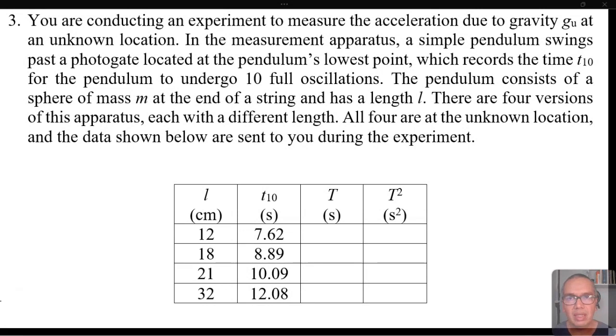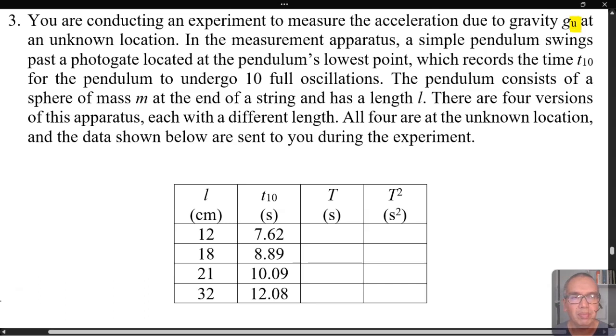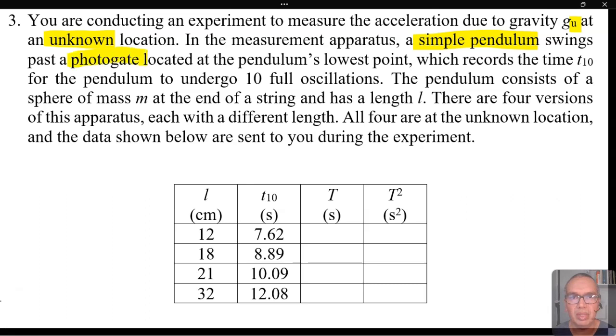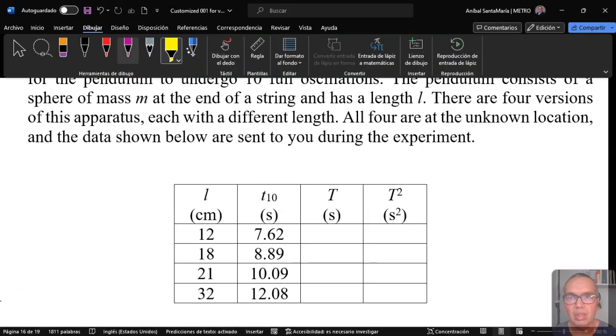They tell you that you are conducting an experiment, and again, the purpose is to calculate g_u at some unknown location. Okay, that's what the U stands for. And then for that, they use a measurement apparatus that consists of a simple pendulum that is swinging past a photogate located at the pendulum's lowest point. So basically what they're telling you is something like this.